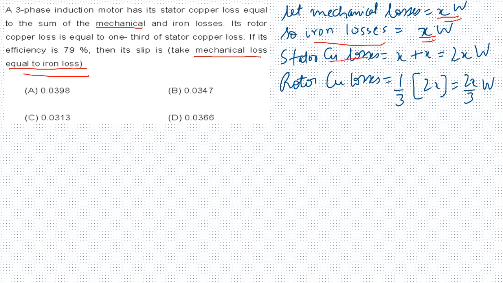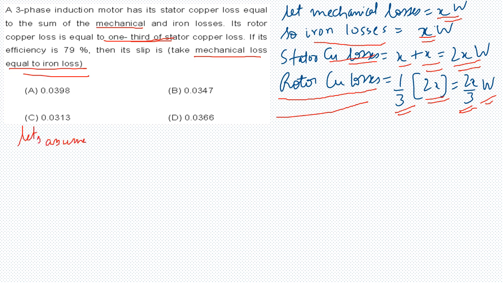Now the stator copper losses, as you know, is the sum of mechanical losses plus iron losses, so that is x plus x, which is 2x. Also the rotor copper losses are 1/3 of the stator copper losses. Already stator copper losses are 2x, so 1/3 of 2x is 2x by 3 watts. And let's assume y watts is the input power.